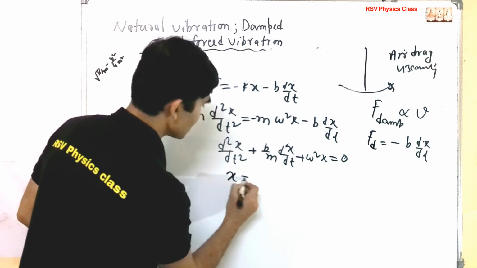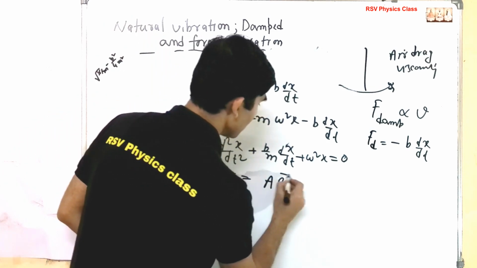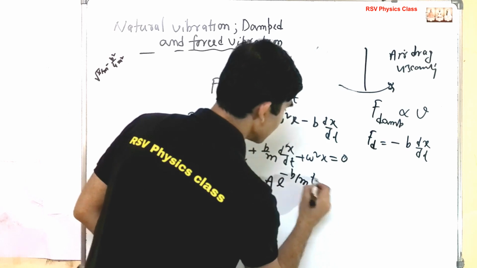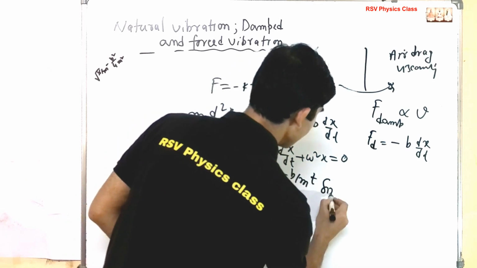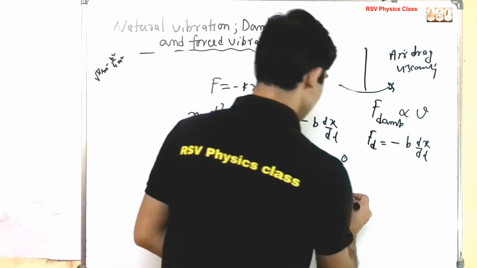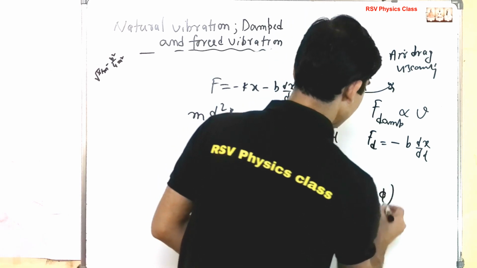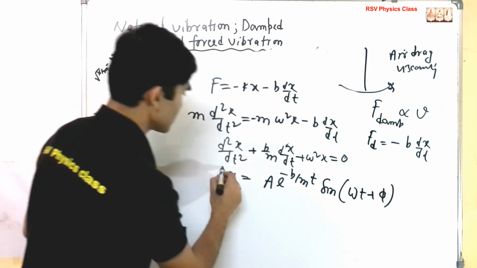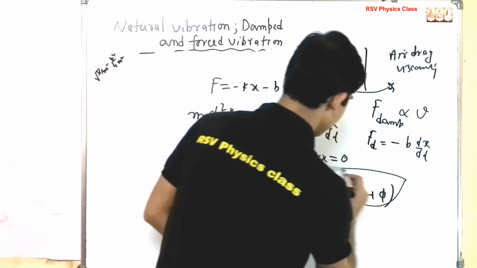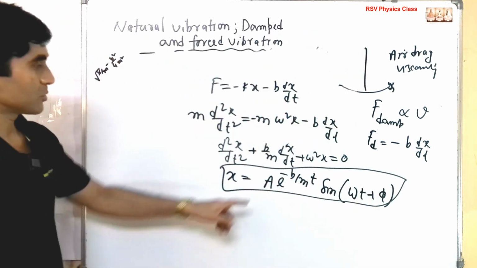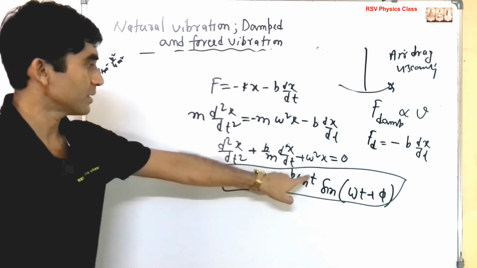So a solution is x = a e to the power minus b by m t, sin and cos of omega t plus phi, some constant. So this is the solution of damped oscillation, okay. So b by m.